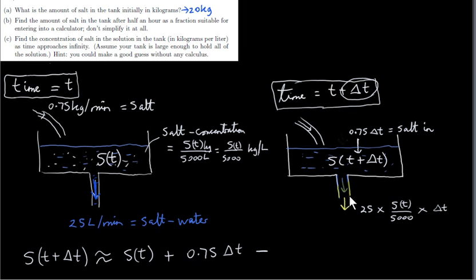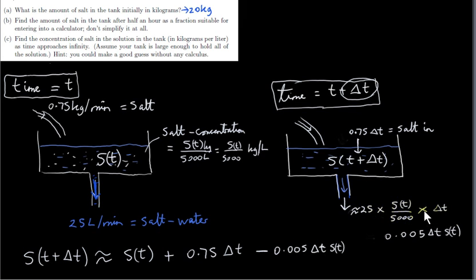How much salt flows out in time delta t minutes? Well, we know that in 1 minute, 25 litres of salt water flows out. So in delta t minutes, 25 multiplied by delta t litres of salt water flow out. But each litre of salt water contains S over 5,000 kilograms of salt. So the amount of salt that flows out in time delta t minutes is got by multiplying 25 times delta t by S over 5,000.